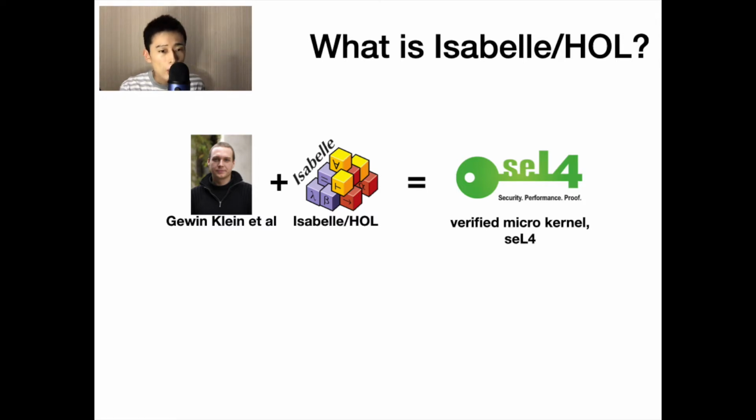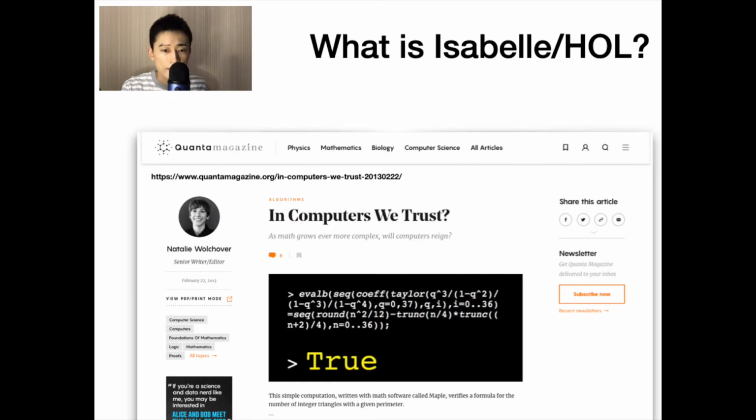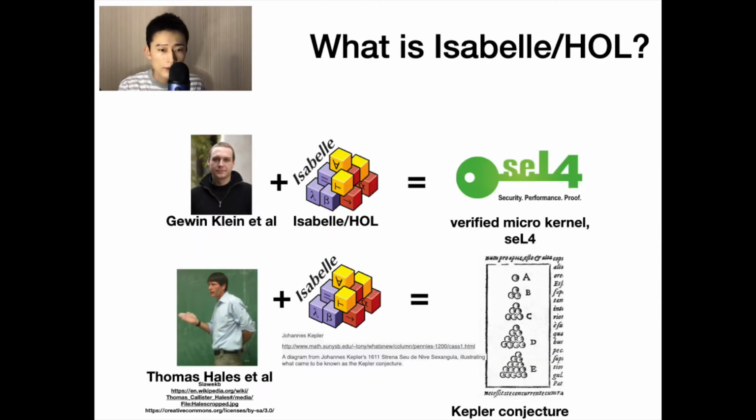So, Isabelle HOL is the name of a proof assistant. But theorem proving isn't always about verification of computer systems. Maybe some of you have read this article from Quanta magazine. While discussing the role of computers in mathematics, it introduced the work done by Professor Thomas Hales. Professor Hales used Isabelle to prove the 400-year-old problem called the Kepler conjecture. Isn't it fascinating to advance mathematics using computers?